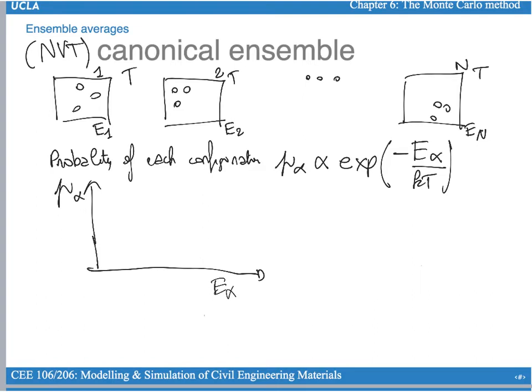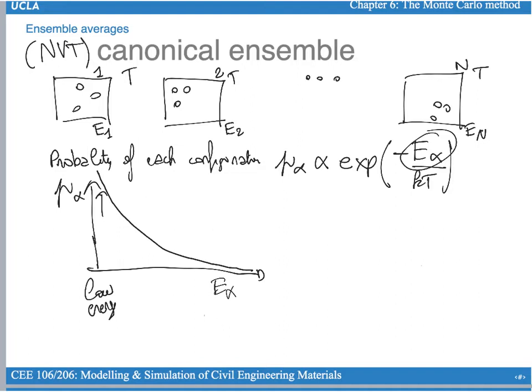So if you fix the temperature, then the probability is just proportional to an exponential decay function, where the probability is pretty high when the energy is pretty low, and then the probability becomes lower and lower as the energy increases. So if the temperature is fixed, and the energy E alpha is very low, in that case the probability will be pretty high.